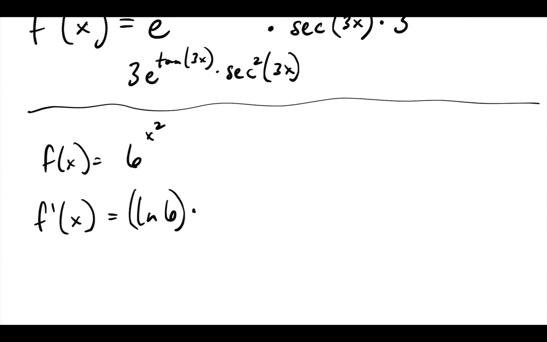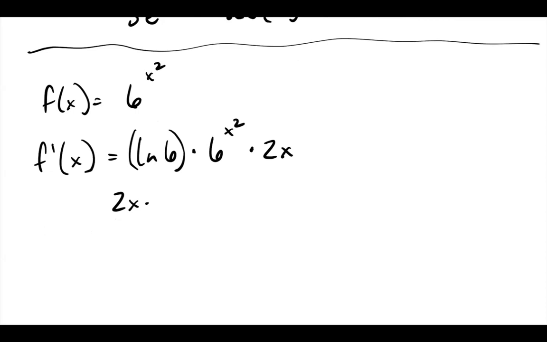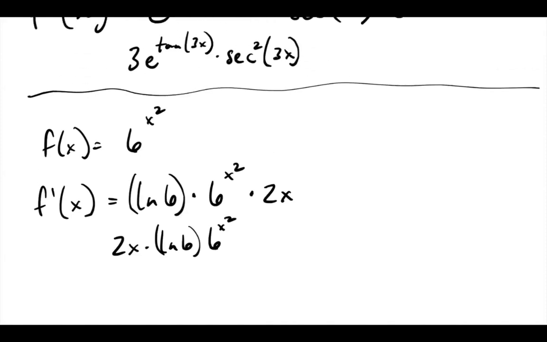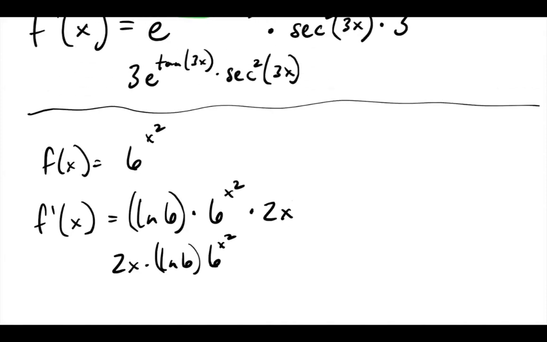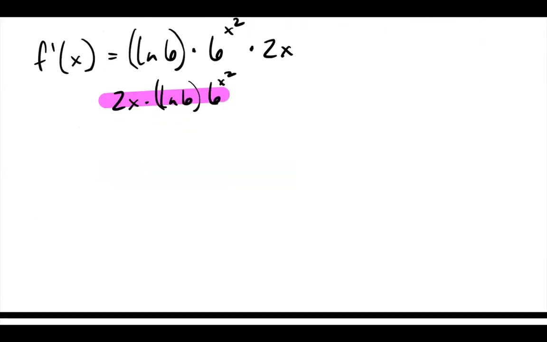Times, it repeats itself. There you go. 6 to the x squared. Good. What's the last step? Derivative of the exponent. The derivative of x squared? 2x. Done. Let's move the 2x to the front. Everything else we'll keep like that. Let me highlight them so that we know where we're looking. That one and that one so far are the ones that we want.